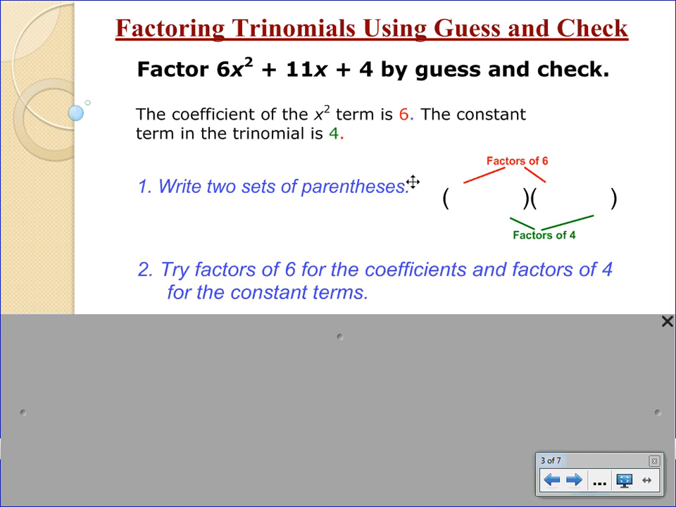And since I've got an x squared there, I know they both need x. Okay, so at the very least I can say that's the case. And I want these last two numbers to multiply to give me a positive 4. So this is a different example than the last one, just so we can see a new one. So 6x squared plus 11x plus 4.